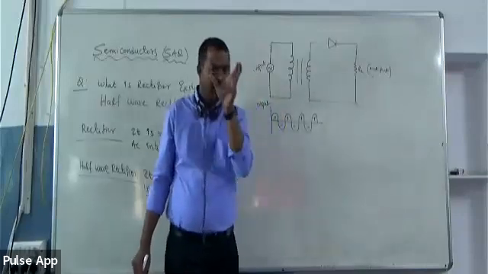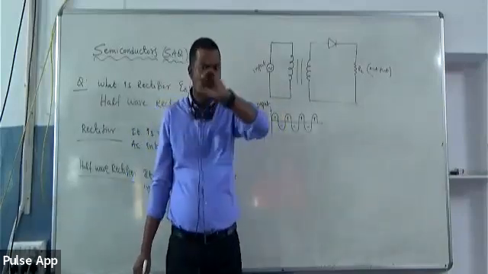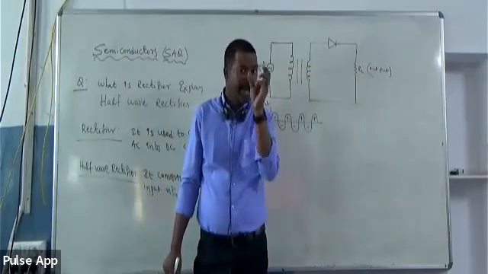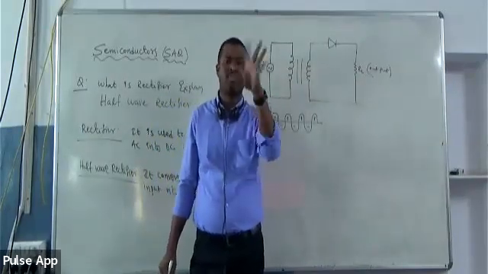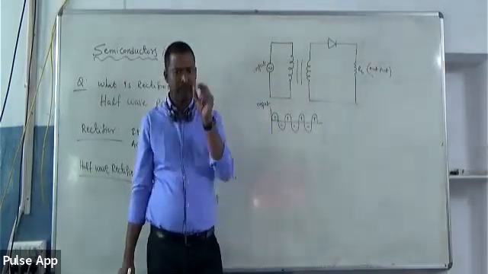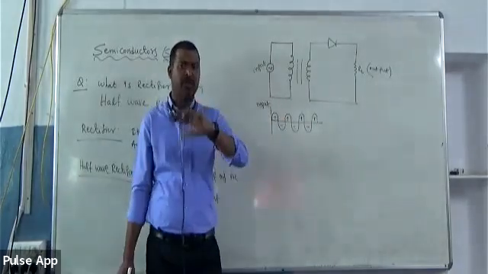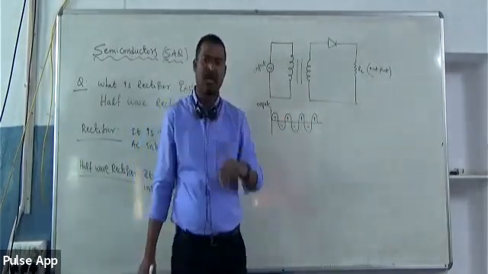We know that a diode in forward bias allows the current, or allows the output. When a diode is in reverse bias, it will not allow the output. Simple. Diode is in forward bias, that means it allows the output. Diode is in reverse bias, it will not allow the output.